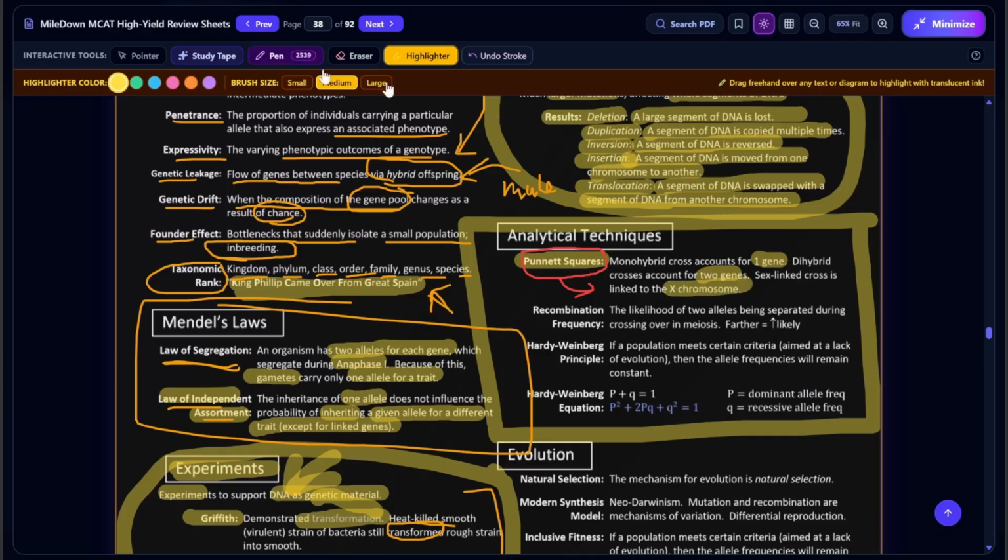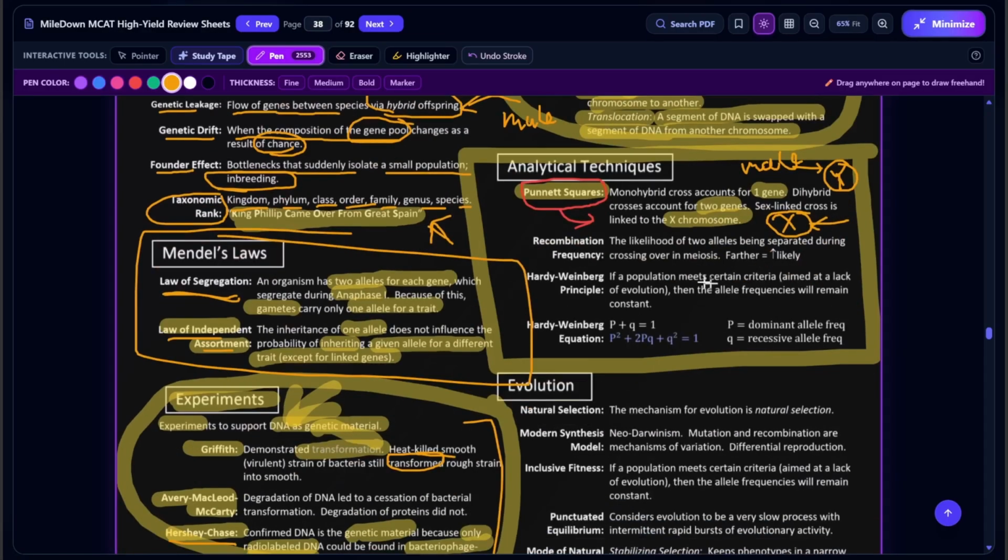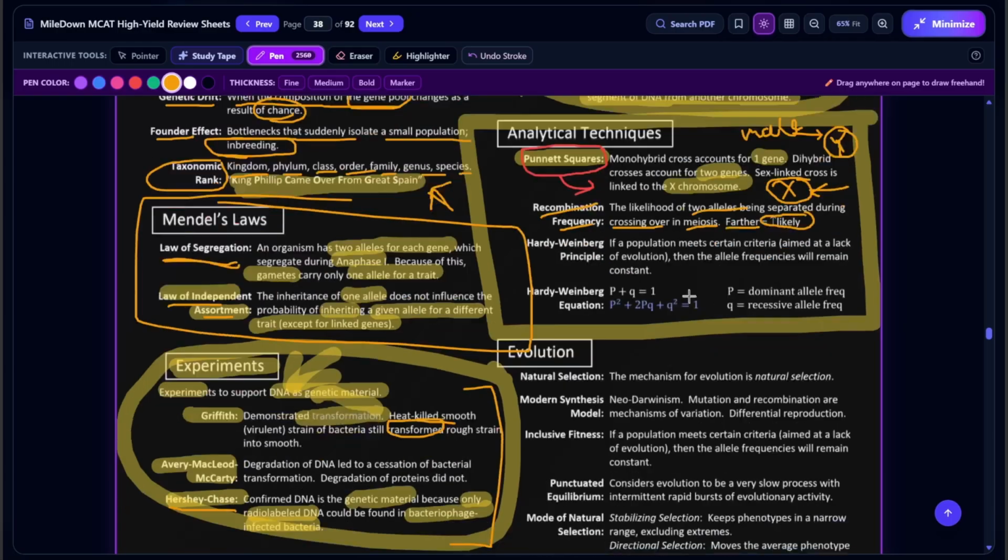So remember that the X chromosome, the mother carries all the information for disorders and stuff like that, whereas the Y chromosome carries only information that you're a male. It doesn't carry much information is what I'm trying to say. It's also smaller. Recombination frequency is the likelihood of 2 alleles being separated during crossover in meiosis. So the farther apart they are, the more likely it is.